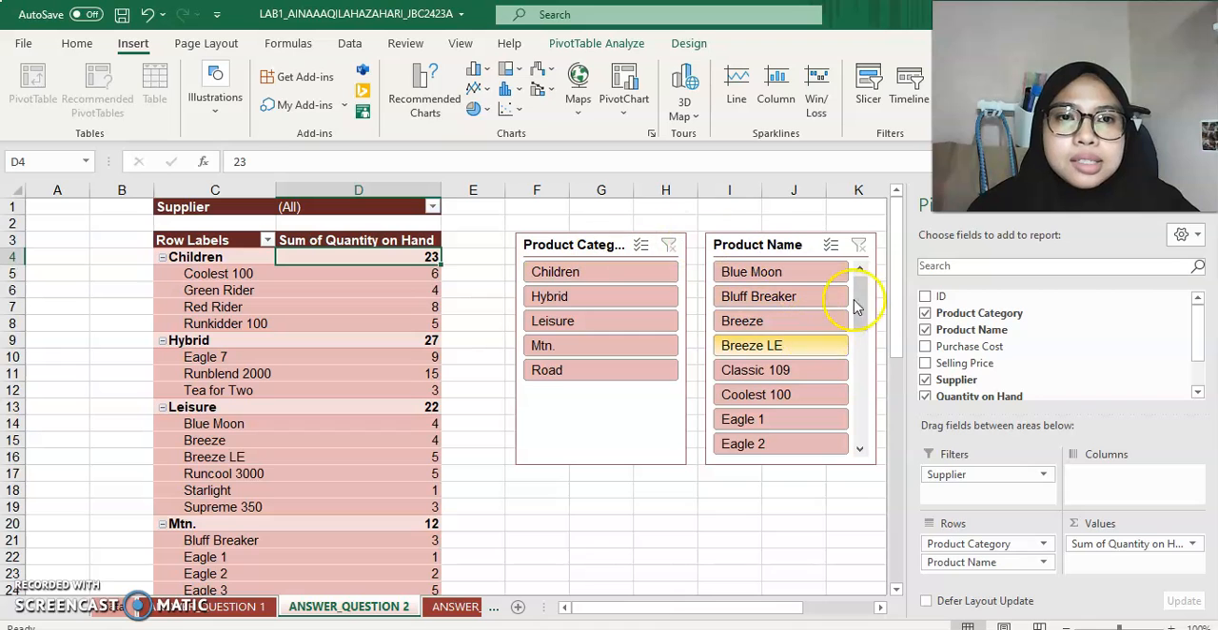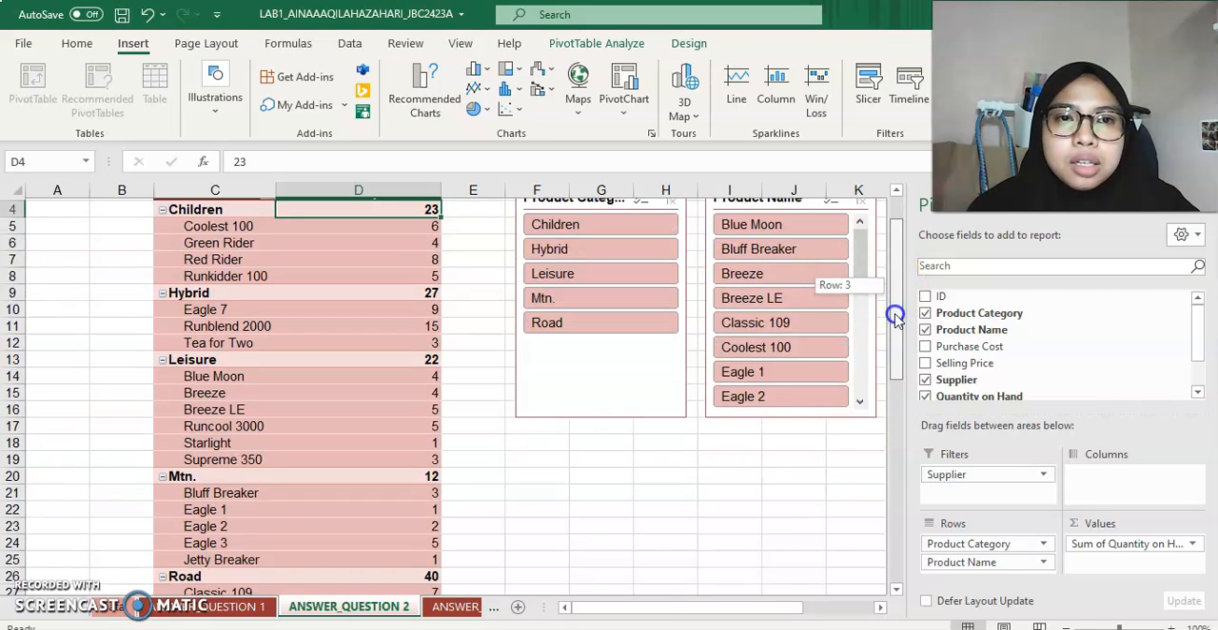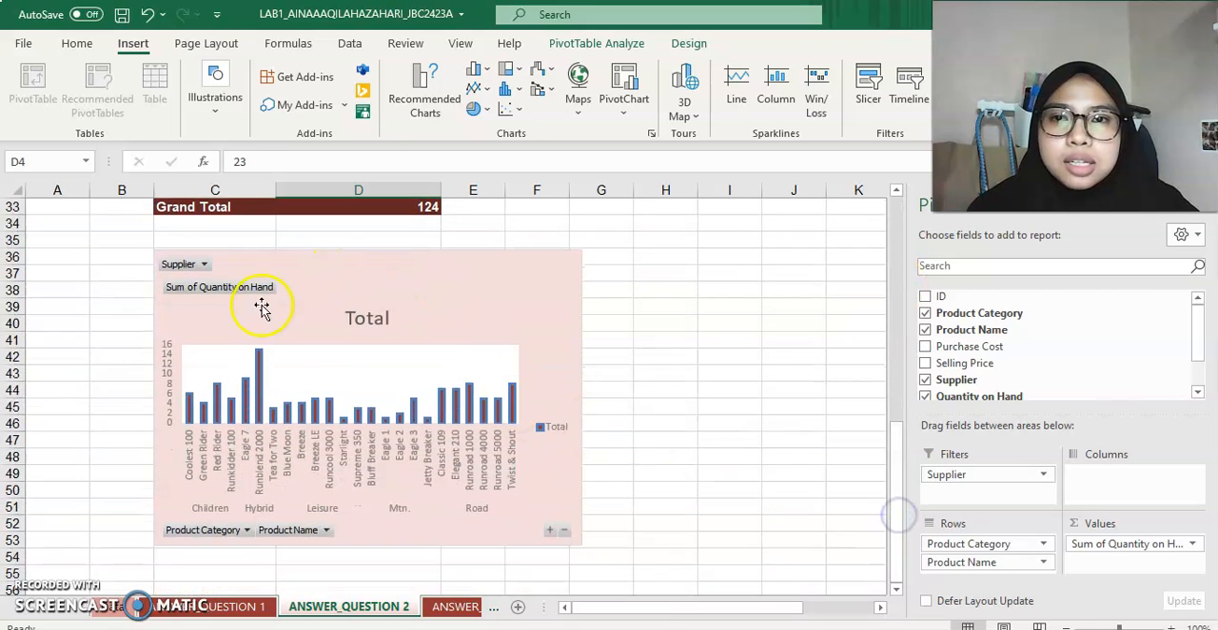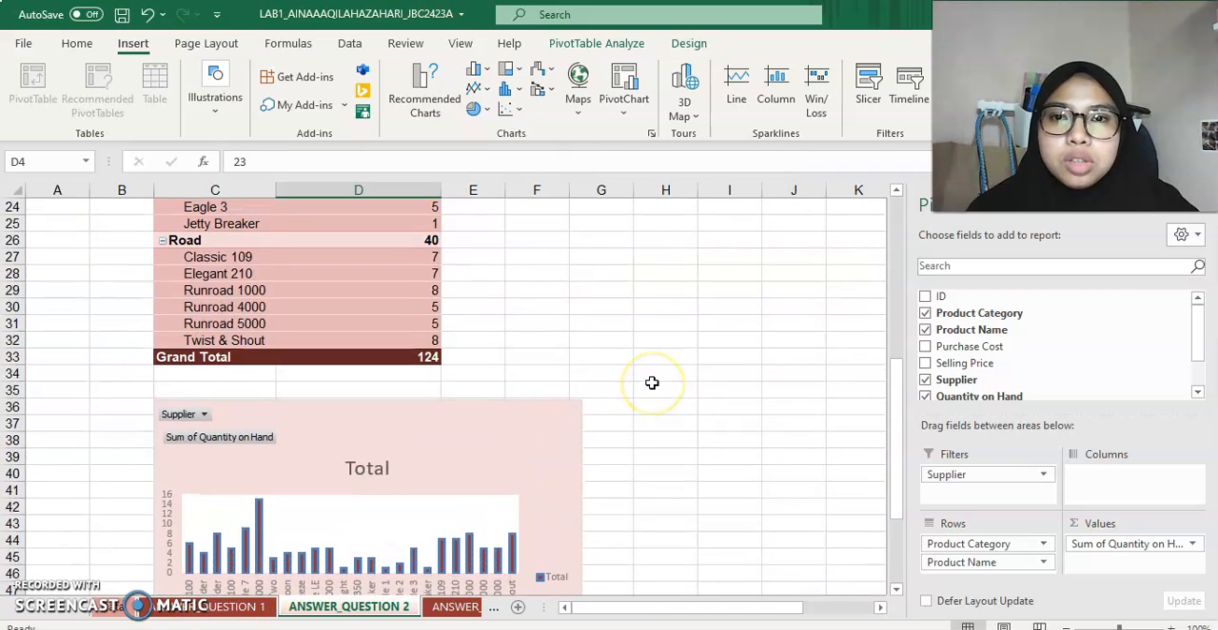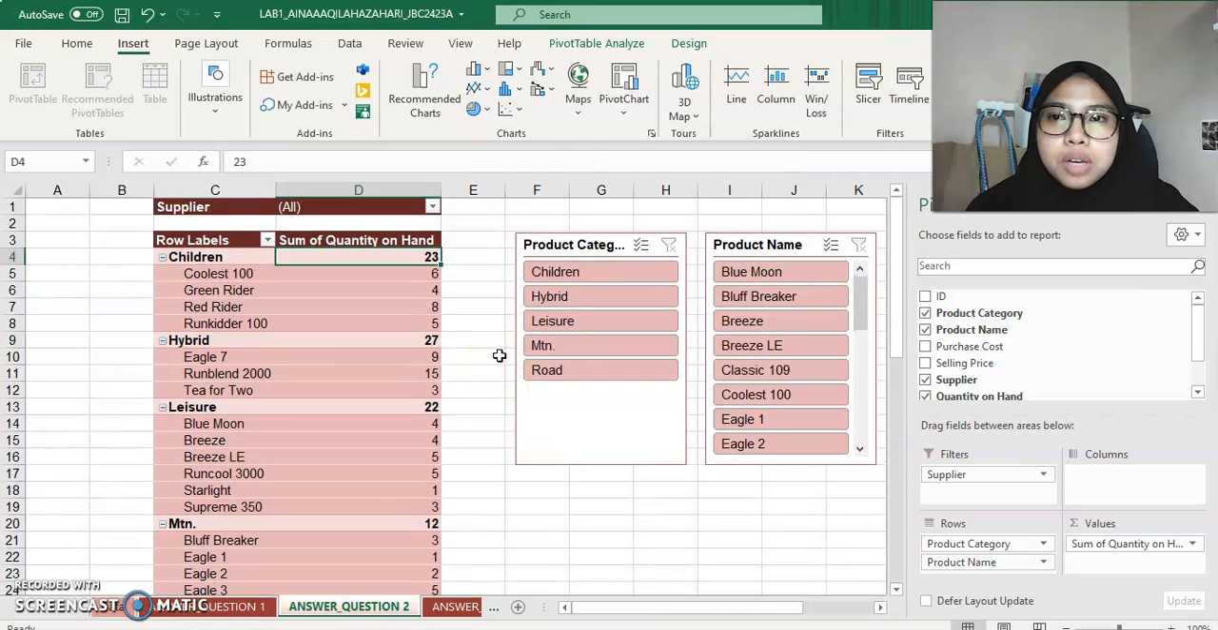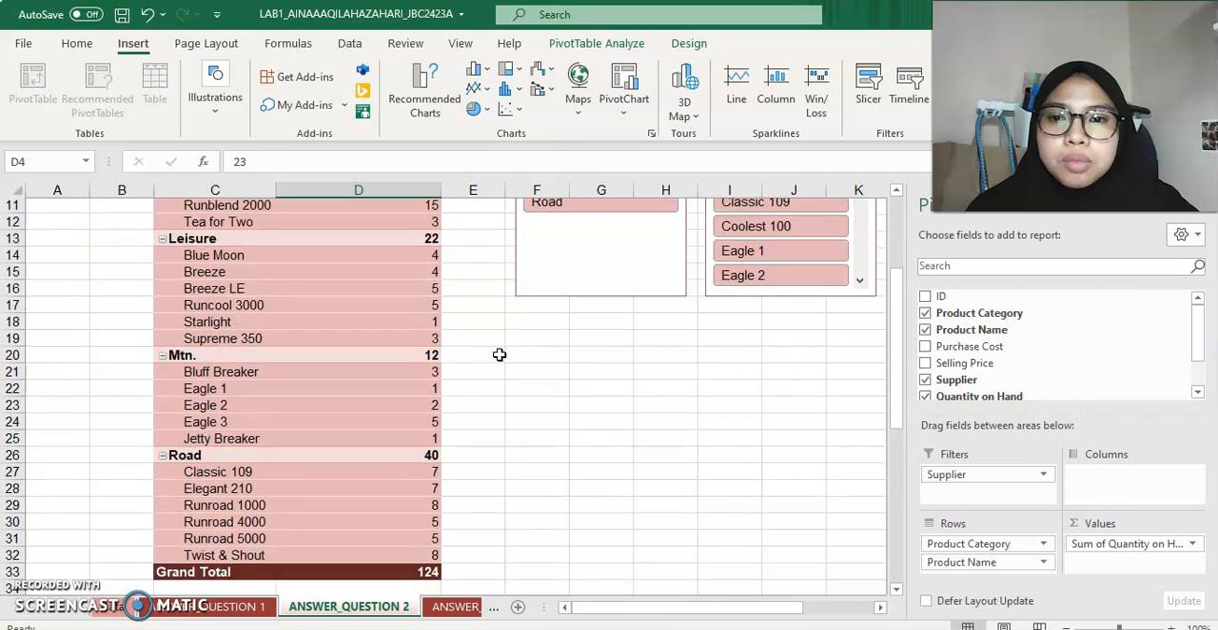This is the slicer, and this is the graph. The graph you can choose at the pivot chart. You may select what you want. Okay, that's all for the question 2.